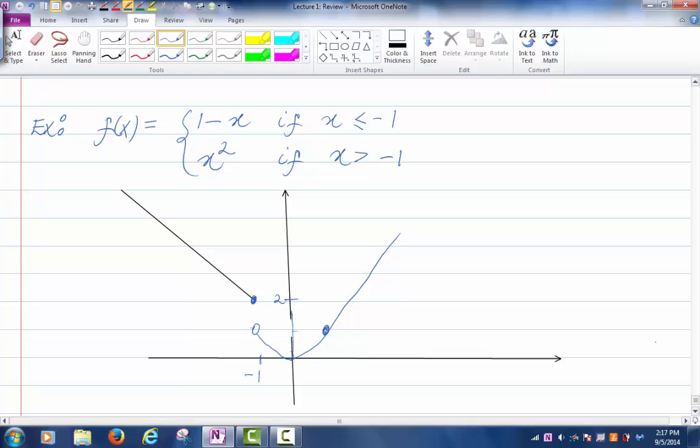So that's the graph of this function. When x is less than negative 1, it's given by the straight line. When x is greater than negative 1, it's given by the parabola. Is that making sense? So how do you draw a piecewise defined function? Well, you draw the graph of each part, and then you delete the parts that are not necessary, right? Is that okay? Okay, so that's the piecewise defined function.